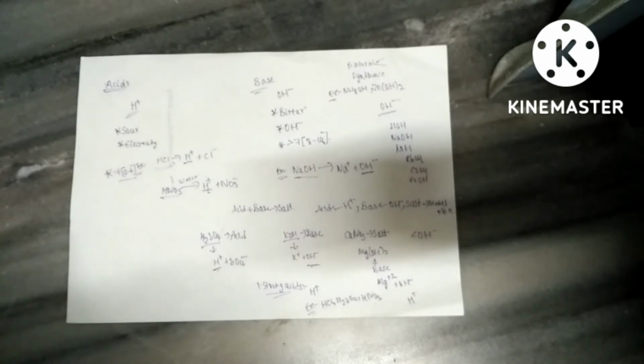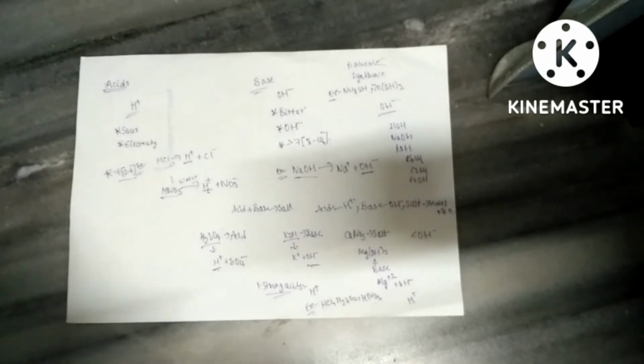Next, based on smell change indicators. Clove oil, onion extract and vanilla essence are examples of olfactory indicators. Next, synthetic indicators. Examples: methyl orange, phenolphthalein, universal indicator, methyl red indicator. Natural indicators are the ones which are naturally obtained. Synthetic indicators are the artificial indicators.